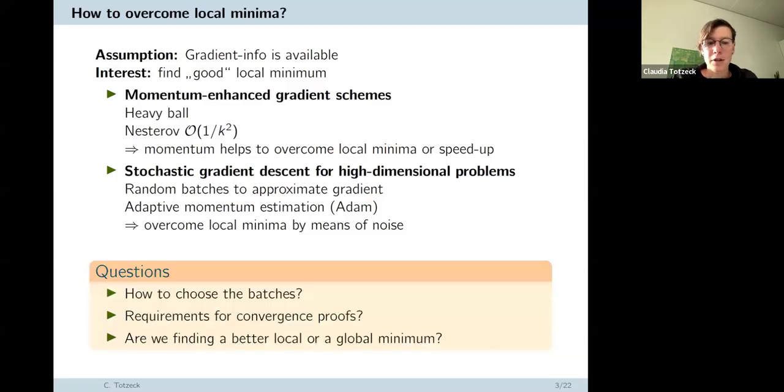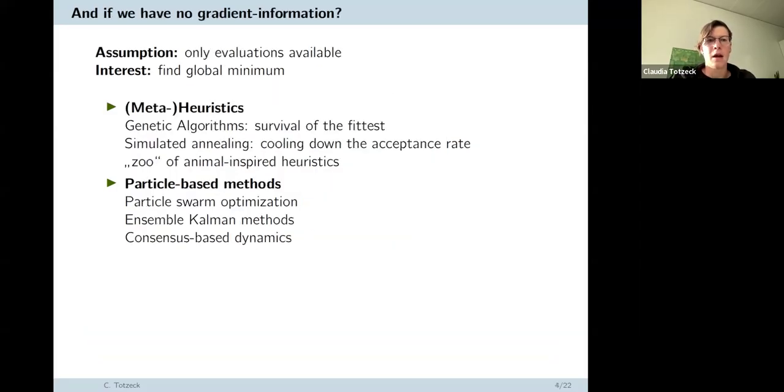Of course, this raises a lot of questions. For example, how to choose the batches. You can do this randomly. You can maybe set up some strategies, but it's really hard to prove for a range of problems that the strategy you choose really does a good job. Then what are requirements for convergence proofs is a natural question if you want to analyze your algorithm. And the question, are we finding maybe a better local or really a global minimum? And this is also very difficult to analyze. So this is if you have gradient information.